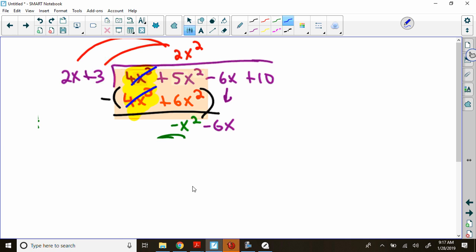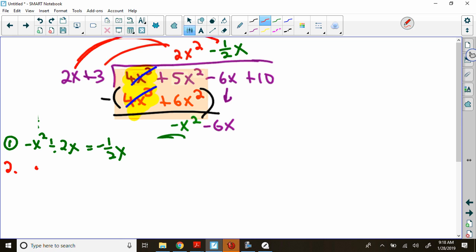So the next thing I need to do is that front-end estimate. The front-end estimate I'd do here this first time would be to see how many times negative x squared divided by 2x is. And that ends up being negative 1/2 x, actually. So I'd put a negative 1/2 x up there. And then step 2, after I divide it, I would multiply. And I'd multiply this negative 1/2 x by 2x. So that's going to be negative x squared. And I'll multiply negative 1/2 x by 3, and that's going to be negative 3/2 x.